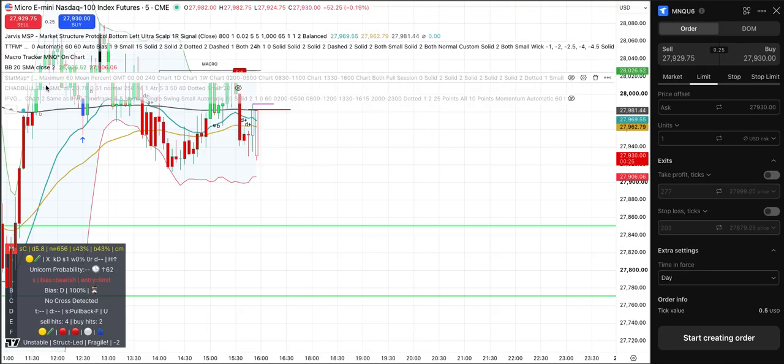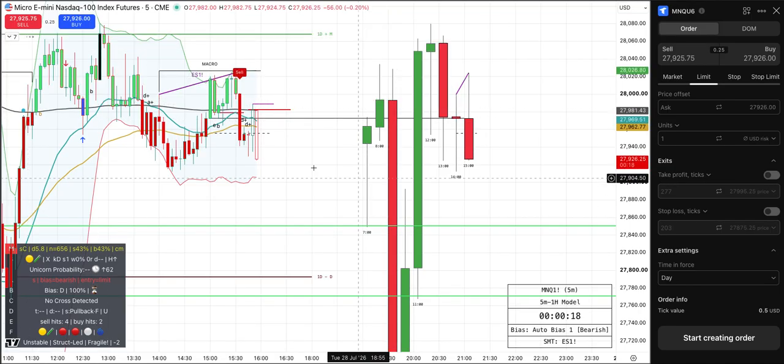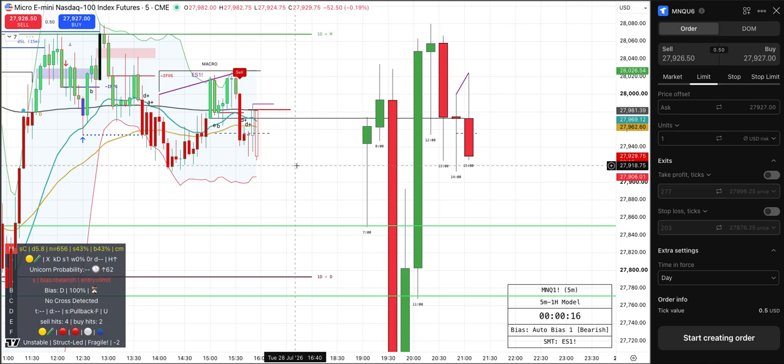You turn everything else back on, then all of a sudden you have all of those bells and whistles to give you even more context, which is definitely helpful.